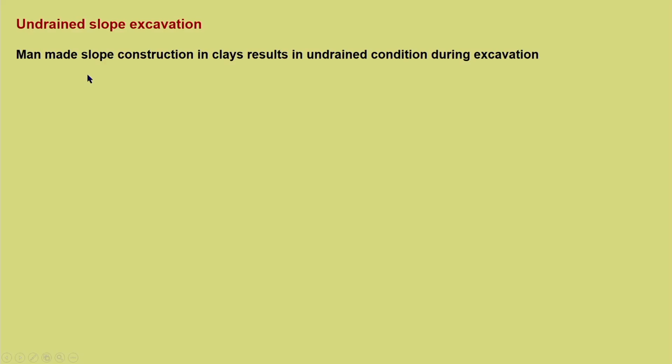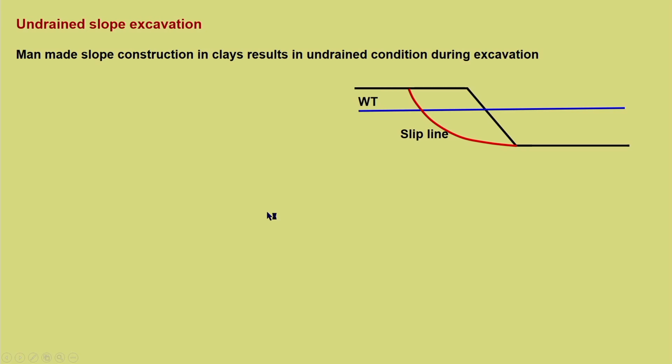Now, let us deal with undrained slope excavation. Man-made slope construction in clays results in undrained condition during excavation. So, here also we are dealing with slope, but a finite slope instead of an infinite slope. Now, this is a given finite slope. This has been created because it got excavated from this end. So, consider initial isotropic condition with initial U naught.